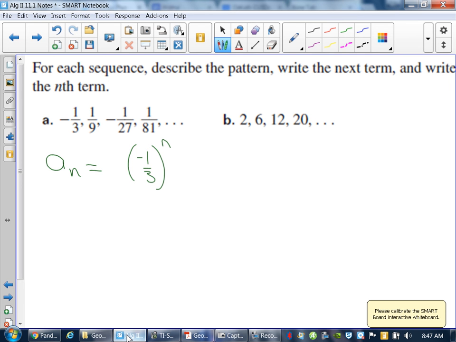All right, what about 2, 6, 12, 20? 2, 6, 12, 20. Sometimes it's easier to write it out as domain and range. So if I know my first one is a 2, second one is a 6, third one is a 12, fourth one is a 20. Sometimes it's easy to write it out in terms of domain and range.